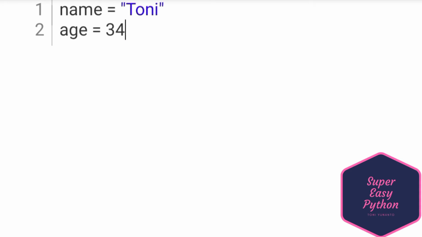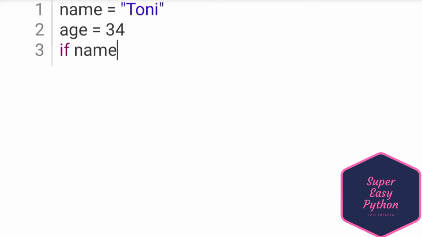And of course, we're going to use and or Boolean operators in which it allows building complex Boolean expressions. For example, like this. Name equals to Toni, and then age equals to 34, and then we make the if statement like this.